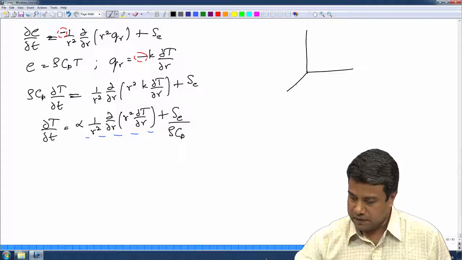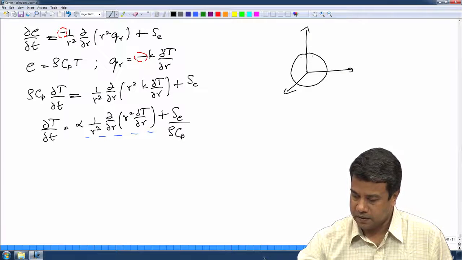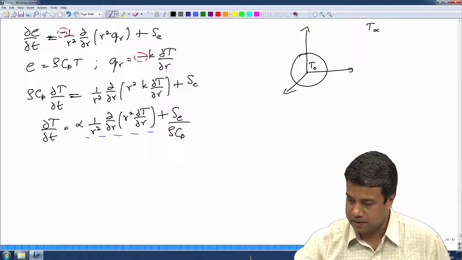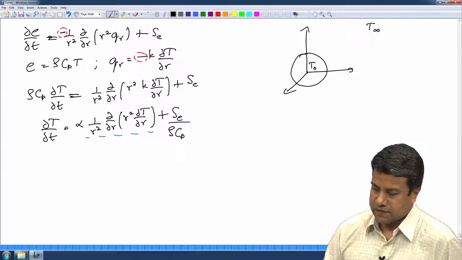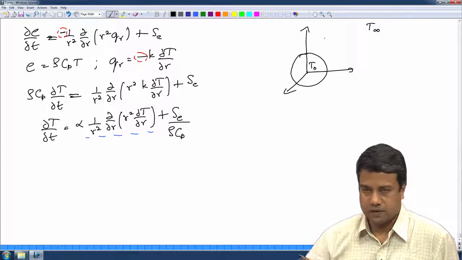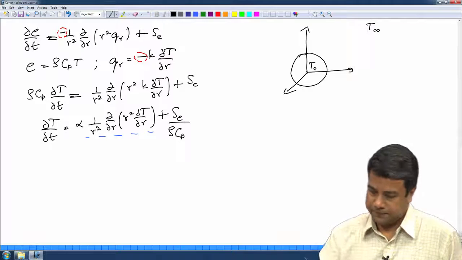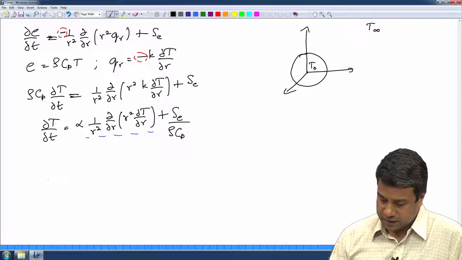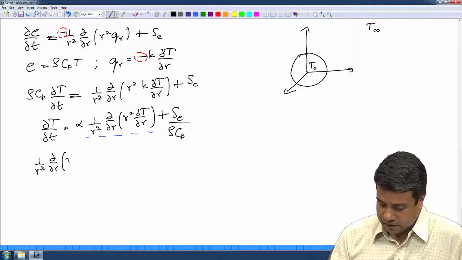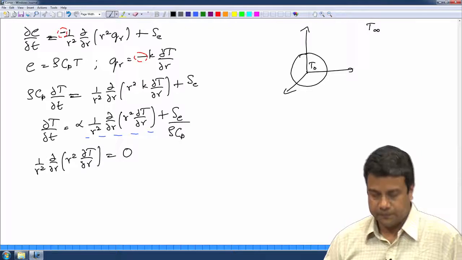Okay. If I wanted to solve, for example, the temperature field around a spherical particle, let us say the particle was at temperature T naught and far away the temperature is T infinity. The surface of the particle, the temperature is T naught. There are no sources within the fluid around the particle, and we will assume that it is at steady state. In that case, the equation just reduces to 1 by r square d by dr of r square dT by dr is equal to 0.